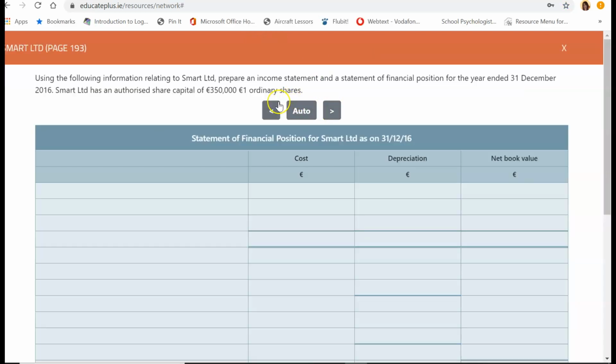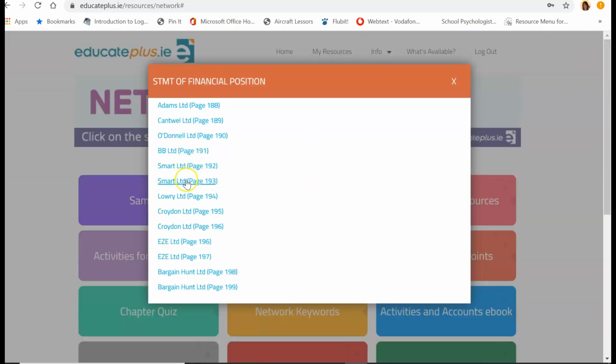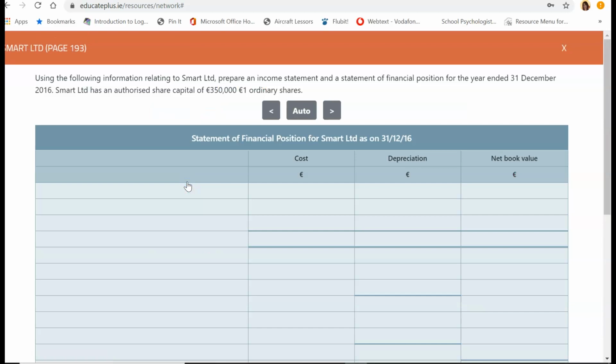okay, and that is not the income statement. Let's see. Sorry about this. I've done the wrong thing again.